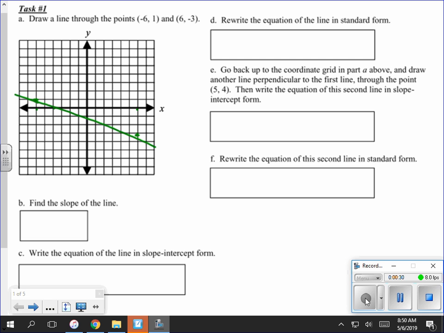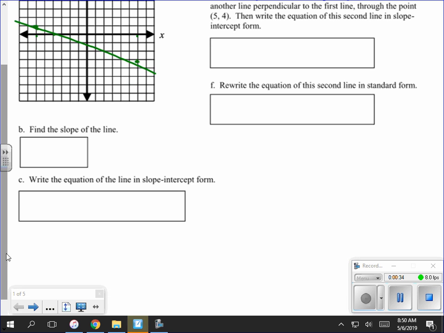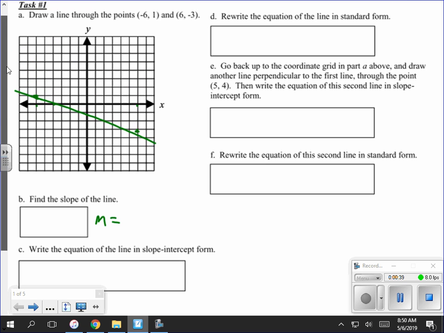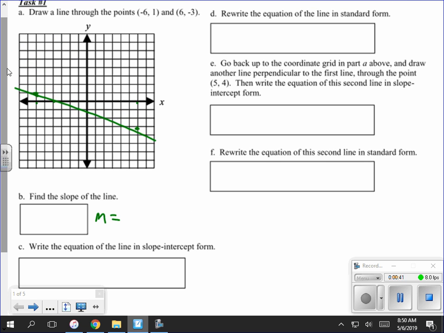Okay, there's part A. Find the slope of the line. So my slope is change in y over change in x. 1 minus -3 over -6 minus 6, which gives me 4 over -12, which is -1/3.